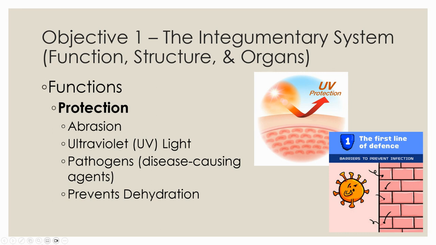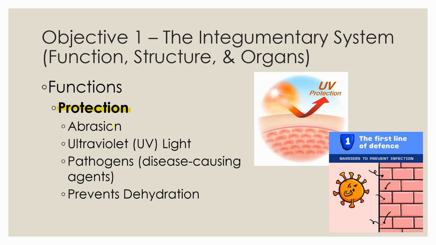One very important one is going to be protection, because our integumentary system is primarily going to be our skin. And so in terms of protection, it's going to protect us in a variety of ways. So our skin is constantly taking a beating. We're constantly coming into contact with things that are outside of our bodies. We may have scrapes and bumps and cuts and things like that, and so it protects us from abrasion.